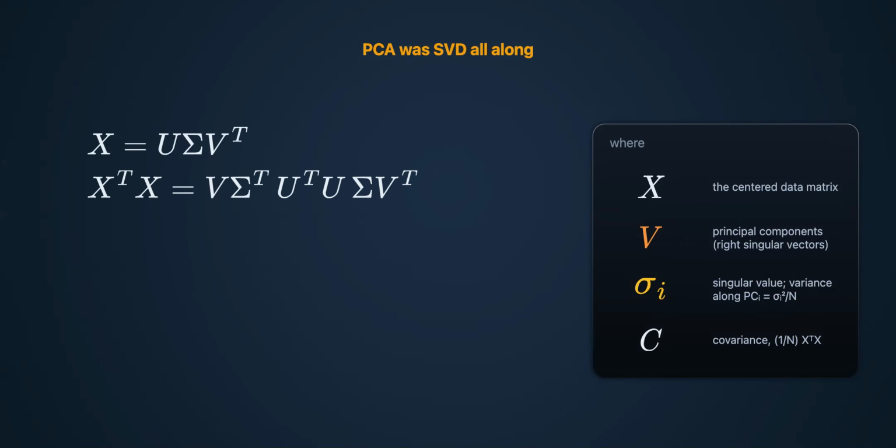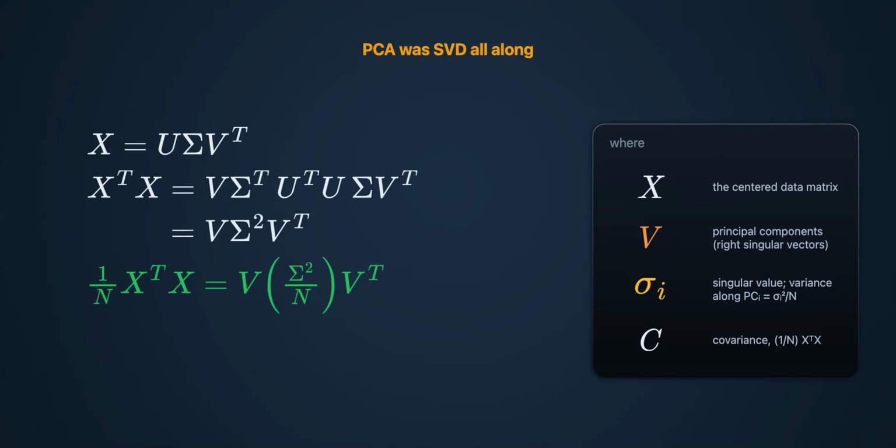Plug it into X transpose X. Transposing the product flips the order so the two U's meet in the middle. U is a rotation, so U transpose U is the identity, and the inner rotation cancels. Sigma is diagonal, so sigma transpose sigma is sigma squared. What survives is V sigma squared V transpose. Divide by n, and the covariance matrix has factored itself into V, a diagonal, and V transpose. But that is an eigendecomposition. So the principal components are the right singular vectors V, and the variance along each is sigma squared over n.